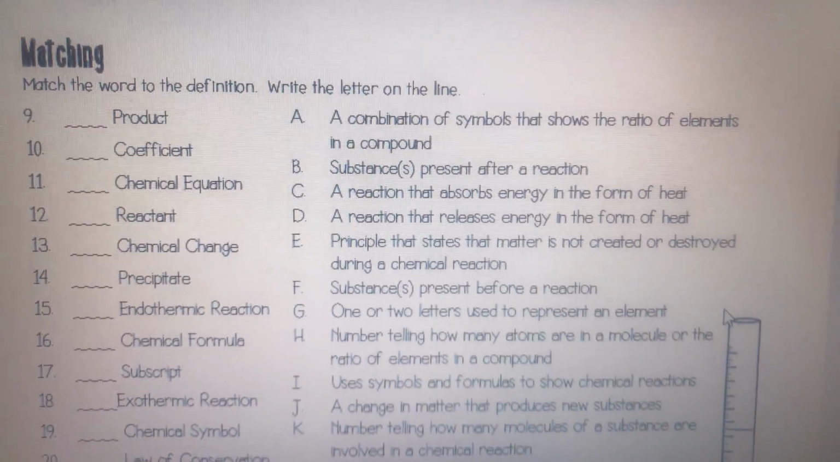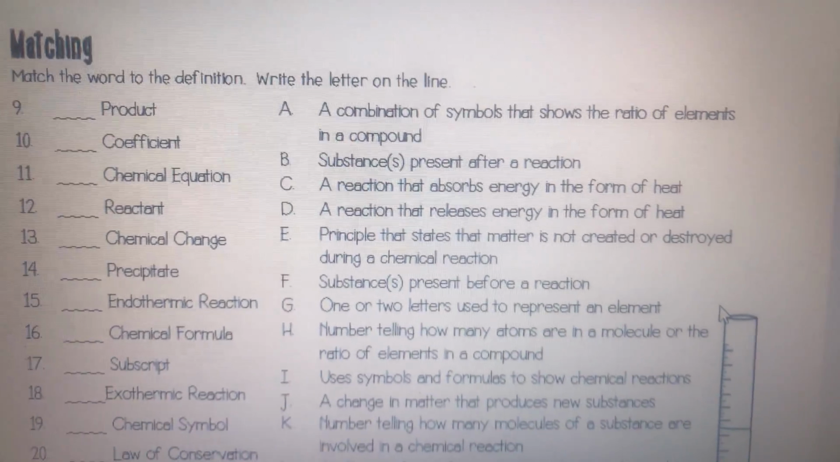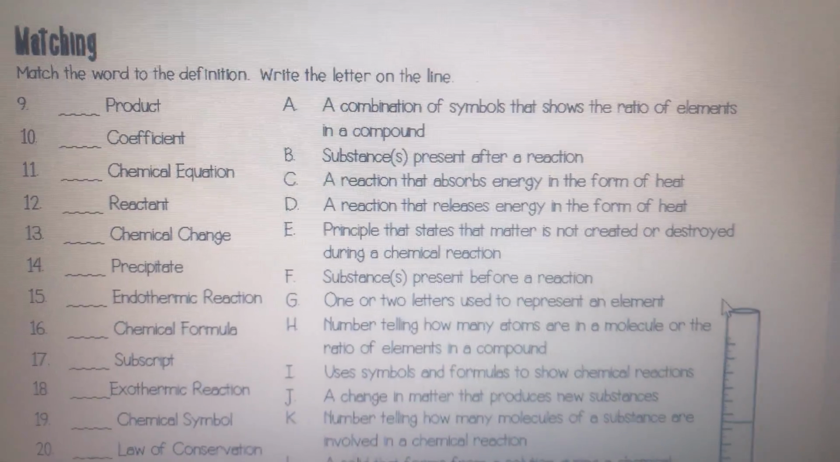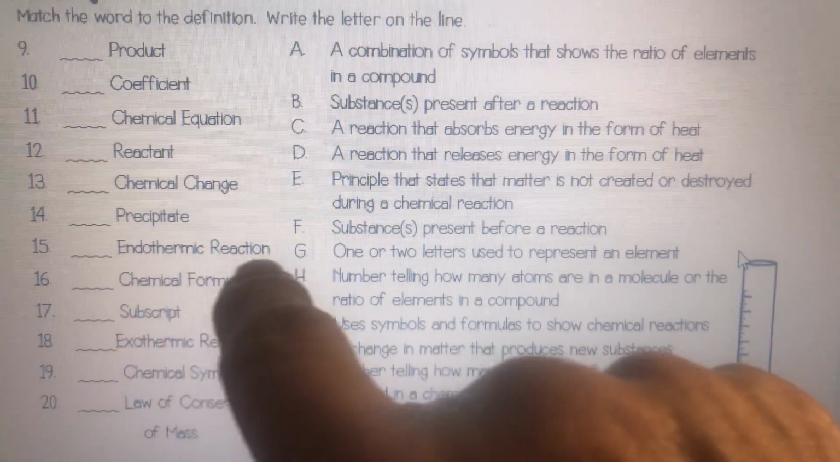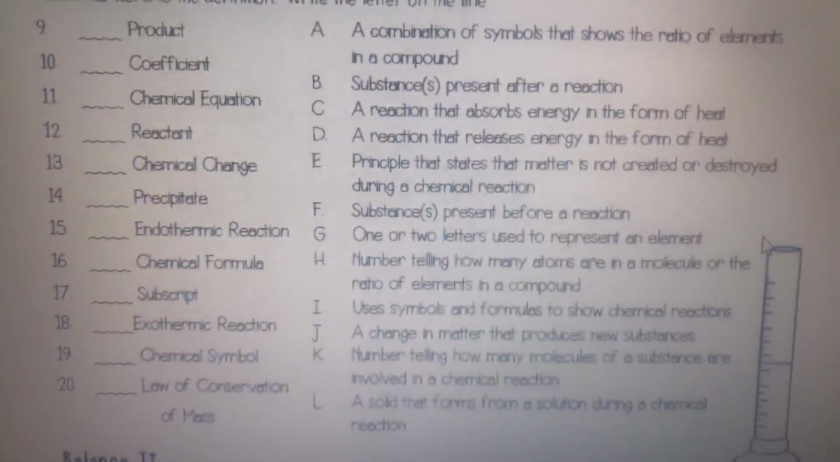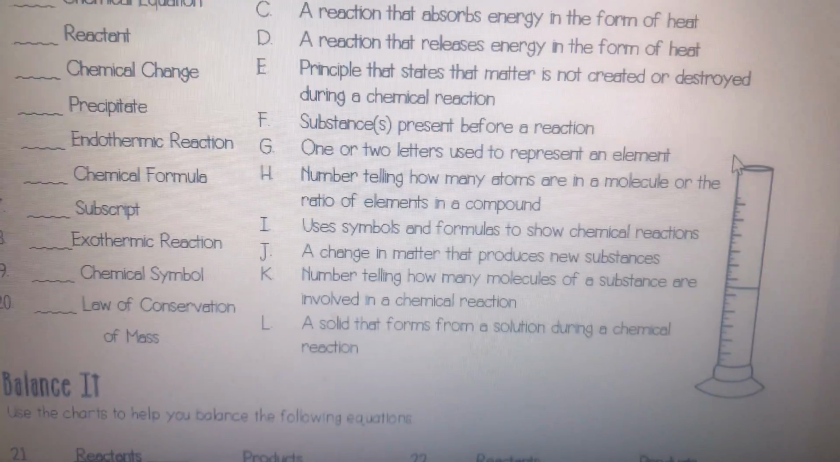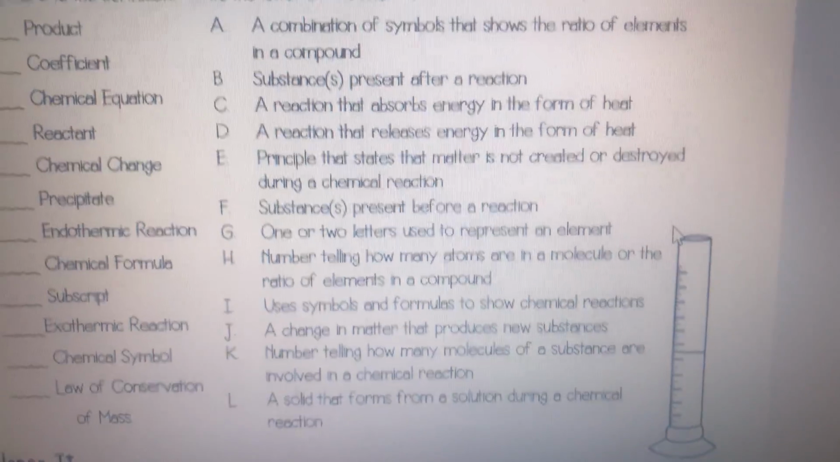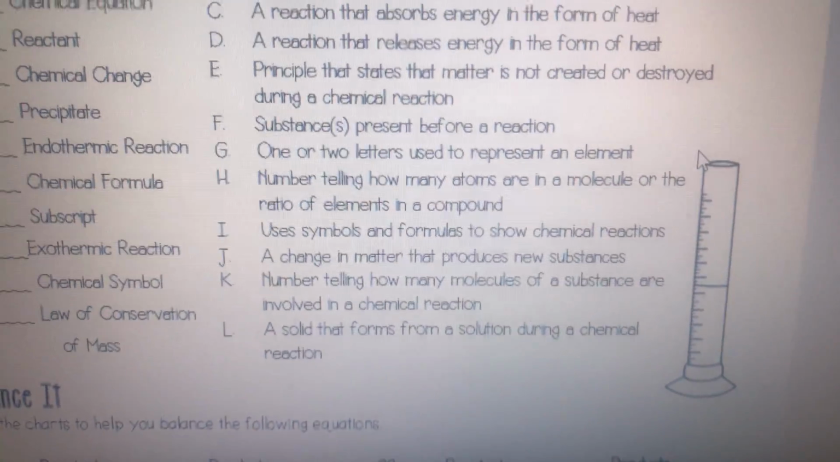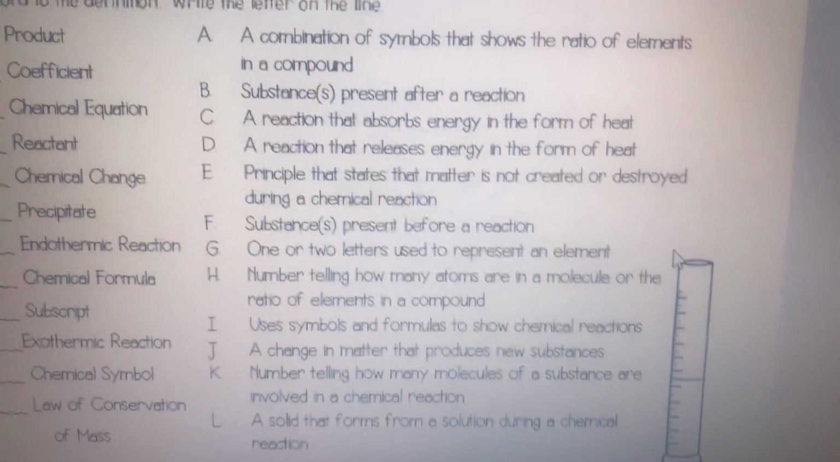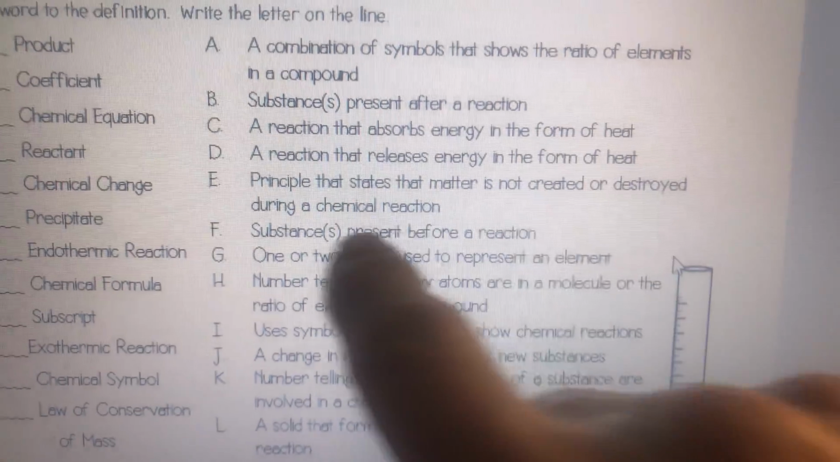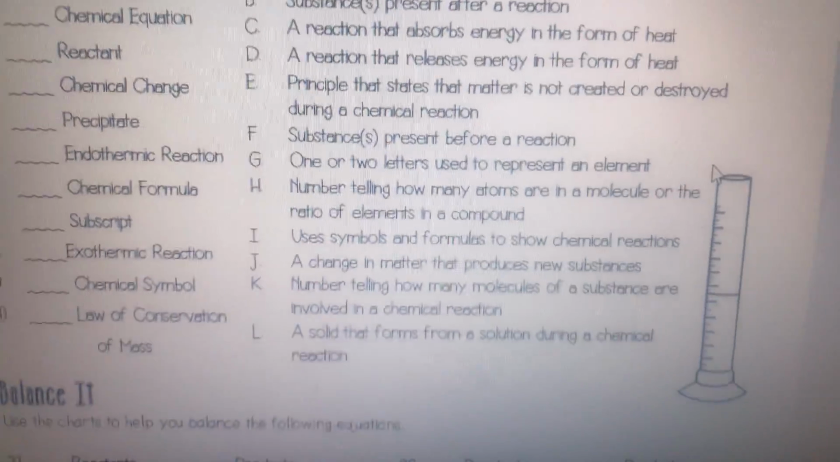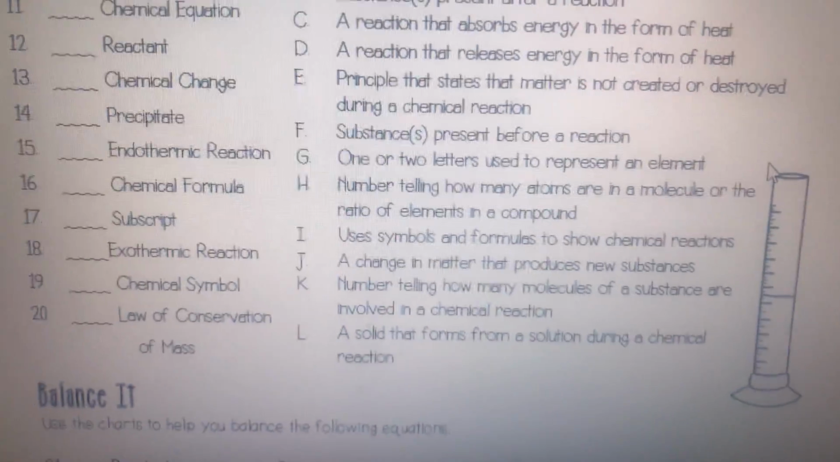What is a coefficient? What is a chemical equation? There are all these different ones down here: a reactant, a chemical change, precipitate, endothermic reaction, chemical formula, subscript, chemical symbol, law of conservation of mass. We should know the law of conservation of mass, we've already covered that. Here it is: the principle that states that matter is not created or destroyed during a chemical reaction. So we would know that, and you'd have to go through here and do that.